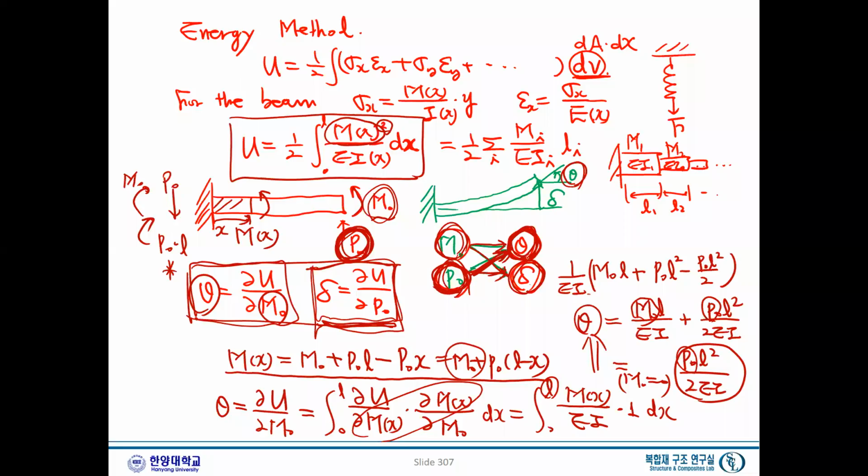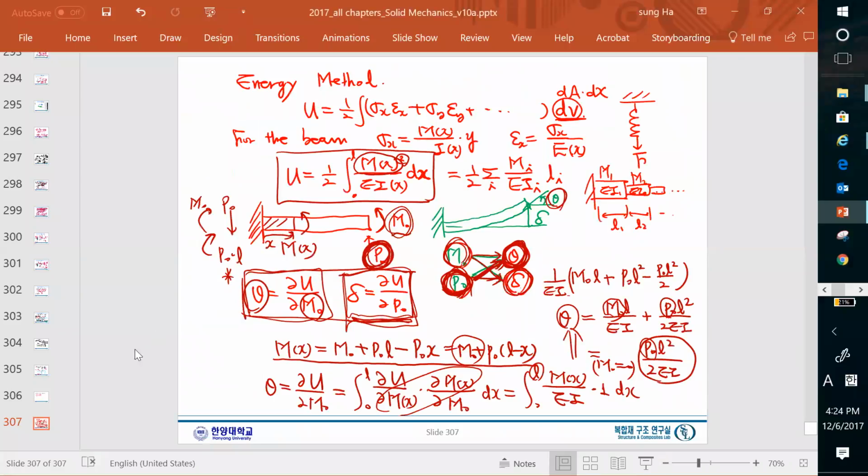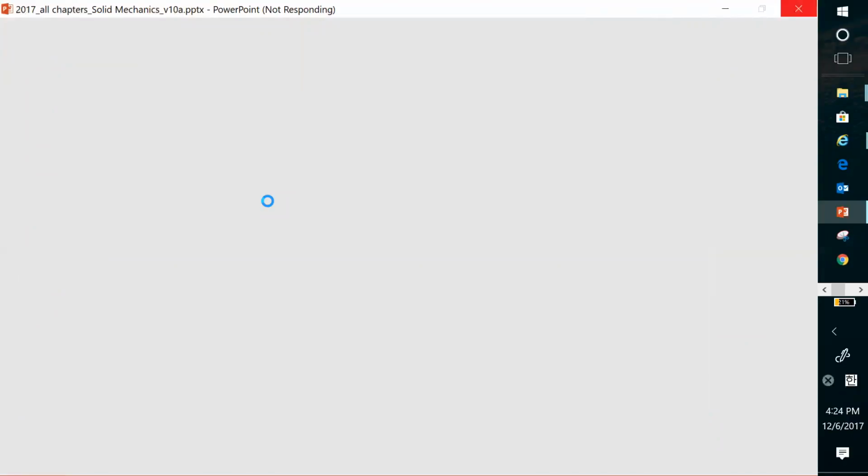So that we can calculate the theta due to a P0. So please do remember these procedures and the most important point in the energy method. Basically, you can calculate all the deformations or rotations at any point you like to calculate, regardless of the loading point.